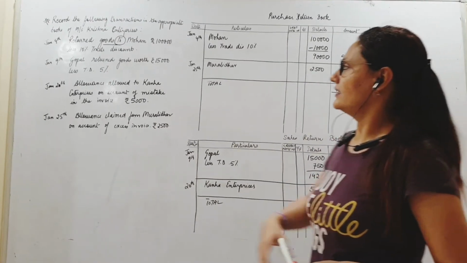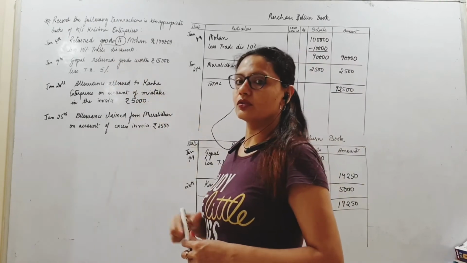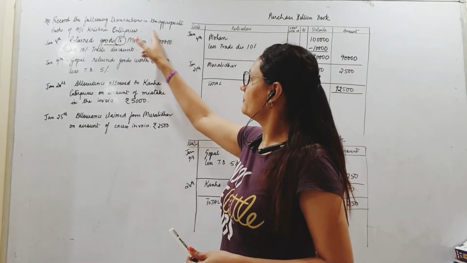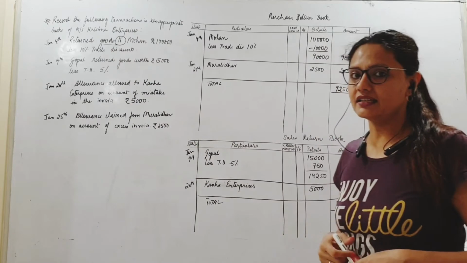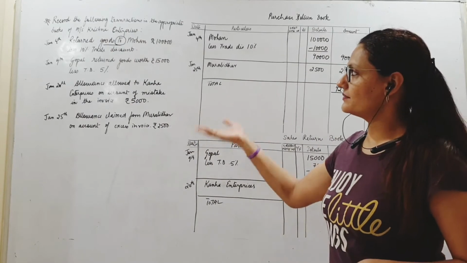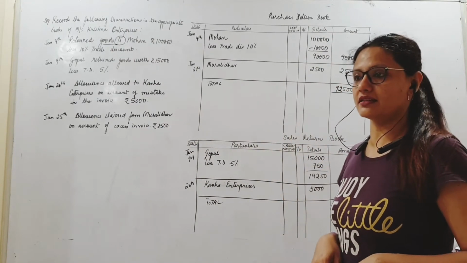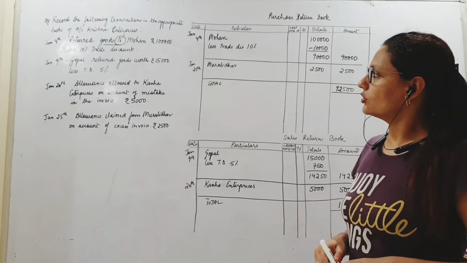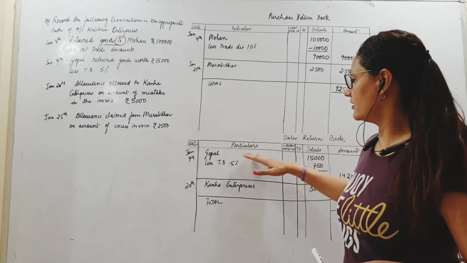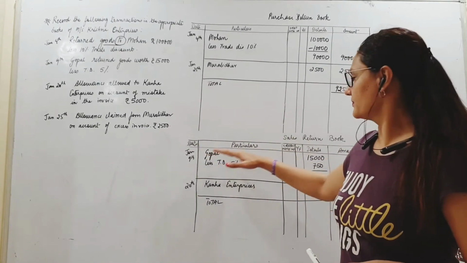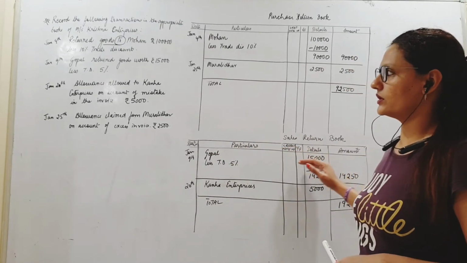Okay? Then Gopal return goods. Gopal return goods, and we are preparing in the books of Krishna, right? So this means that somebody is returning goods to us. That is, this is sales return. Gopal was my debtor, so I put it here in the sales return book. Gopal. How much? 15,000 worth of goods.